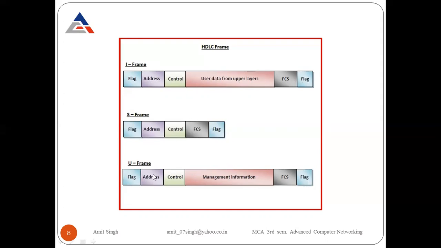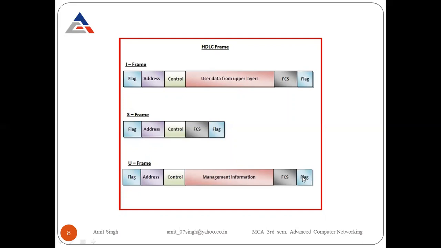Second is address, the address of the receiver, then control, which contains the control information, then management information, because the U frame performs the miscellaneous functions like link management, and then the FCS for the error detection, and at the end the flag is there. So these are the different frame formats of the three different frames, the I frame, S frame, and U frame. And one thing that you have to remember, every frame starts from the flag and ends on a flag. So this is all about the HDLC frame.